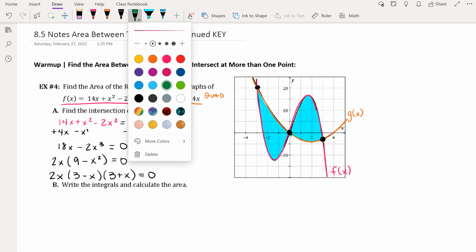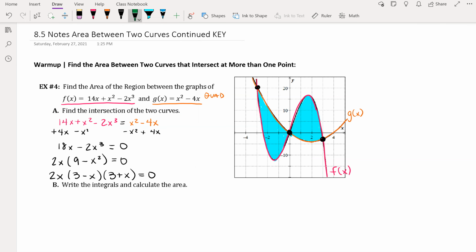Let's do this in like a green. So for here, I'm going to go over here. X equals, for this one, we get x equals 0 for the x out in front. For this guy, we get x equals 3. And for this guy, x equals -3. So that's where these things intersect.